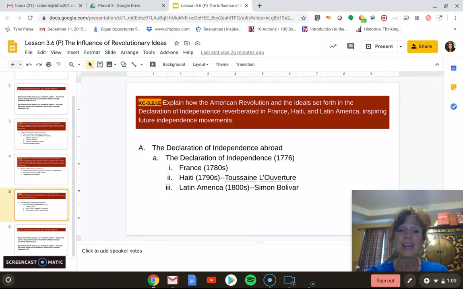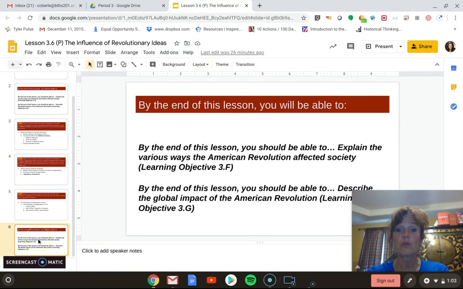So it is the ideas of the American Declaration of Independence that inspires change throughout the world. That is a hugely significant impact. So I do hope that you are able to explain the various ways the American Revolution affected American society, and also how the Declaration of Independence and the American Revolution have a global impact.